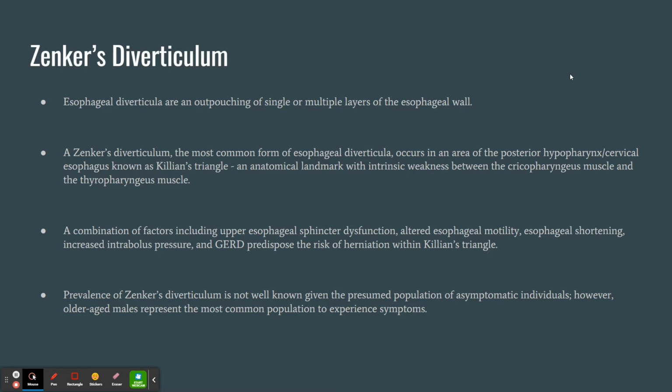Prevalence of Zenker's diverticulum is not well known given the presumed large population of asymptomatic individuals. However, it is older aged males, specifically within the 7th and 8th decade of life, who represent the most common population to experience symptoms from this.